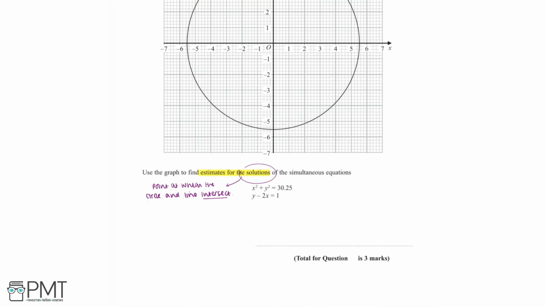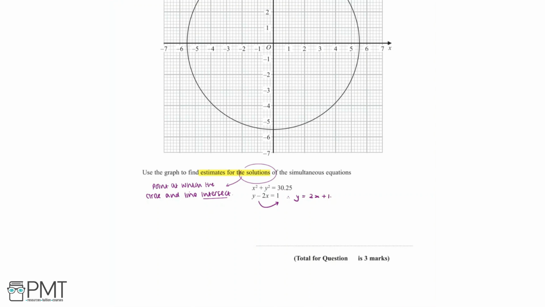But we're used to graphs in the format y equals mx plus c, and so let's rearrange the equation that we've been given. To make this equation in the format y equals mx plus c, we want to move the minus 2x over to the other side. And so moving the minus 2x, we'll end up with y equals 2x plus 1. Now we can see that this is in the format y equals mx plus c, where m is equal to 2 and c is equal to 1.